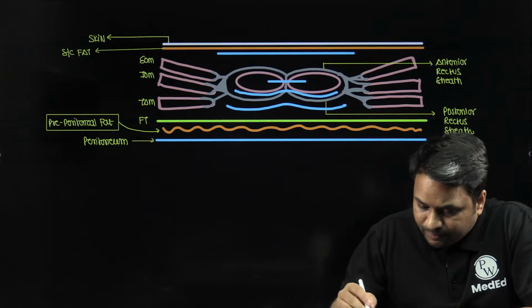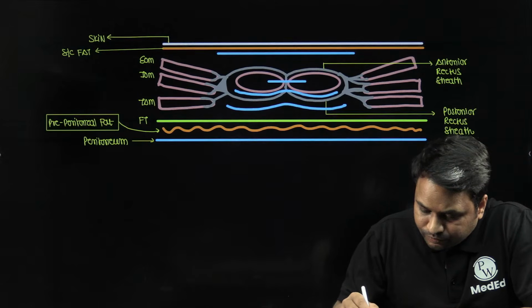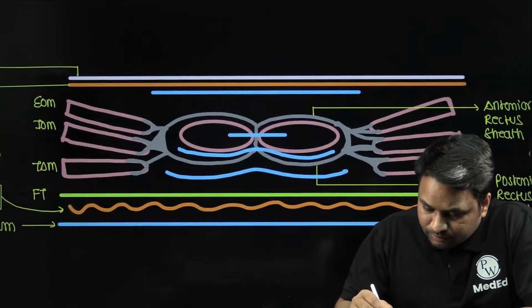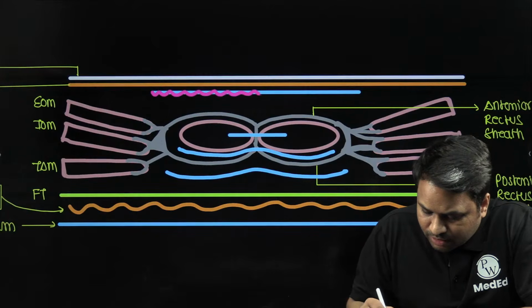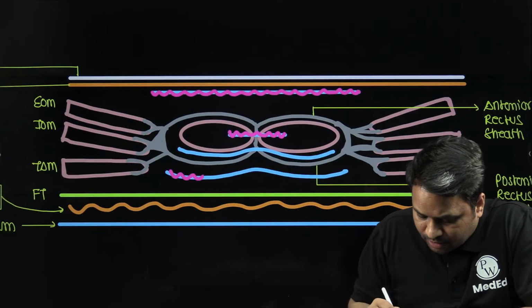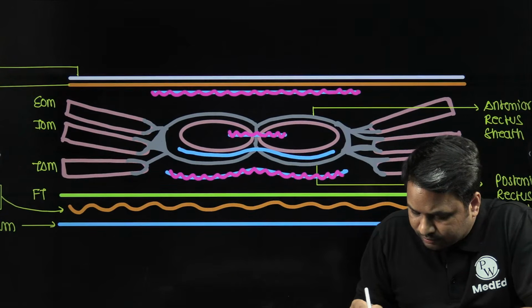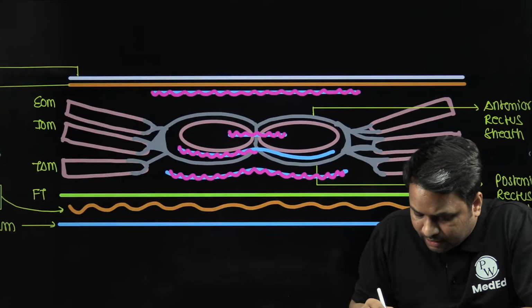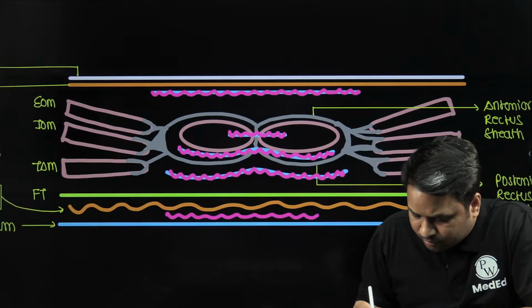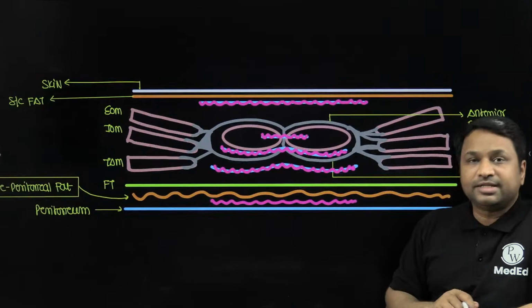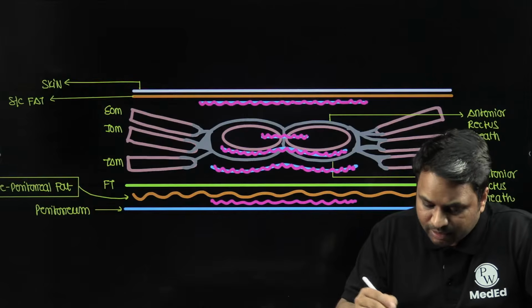And if I place it, okay, we'll use a different color to highlight these meshes. So this is your onlay, this is your inlay, this is your sublay, this is your retrorectus, and this is your IPOM. So these are the mesh placements on the ventral surfaces that are present, right?